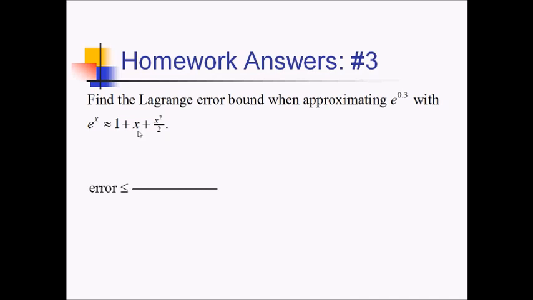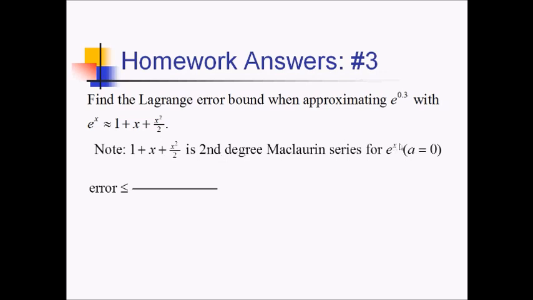Well, you have to recognize that this is the second degree Maclaurin series for e to the x. Since it's a Maclaurin series, that means that we are centered at a equals 0, or x equals 0. So that means we have the interval from the center of 0 to the input value of 0.3, so max from 0 to 0.3. Which derivative do we need? Since it's a second degree Maclaurin series that we're using to approximate, we need 1 degree higher for everything else. So this is third derivative, third factorial, and absolute value of x to the third power. To maximize this derivative, we need to know what it is.